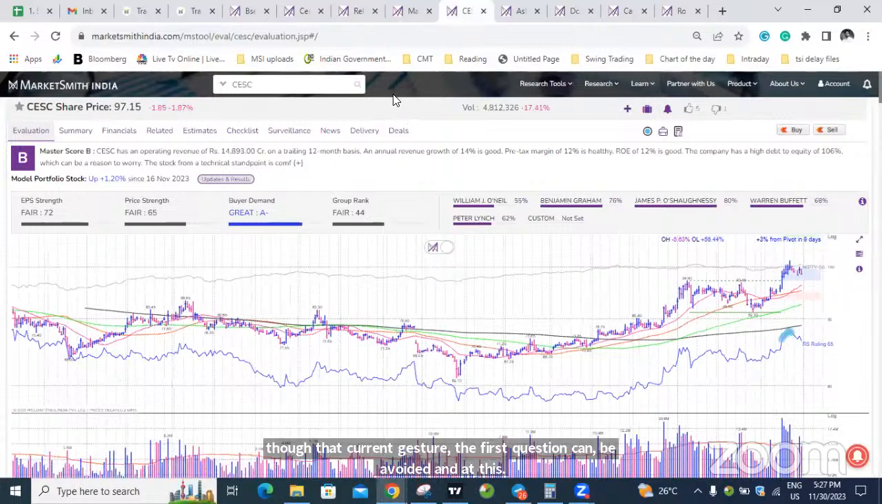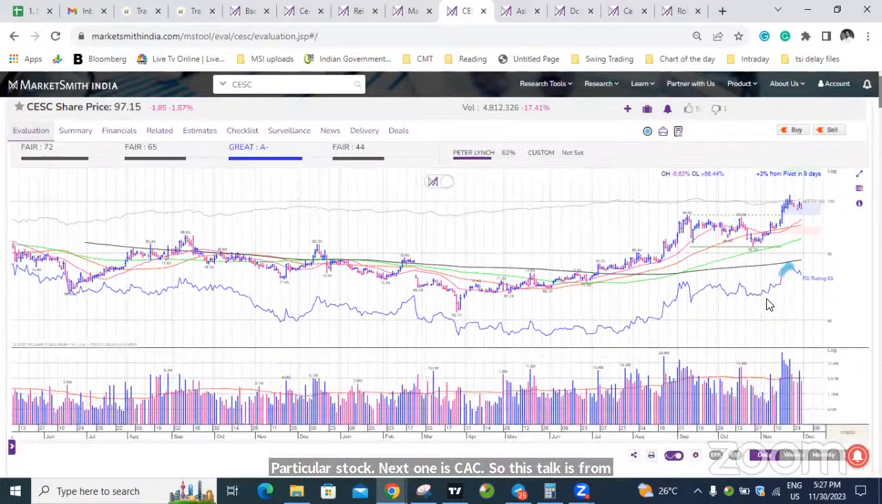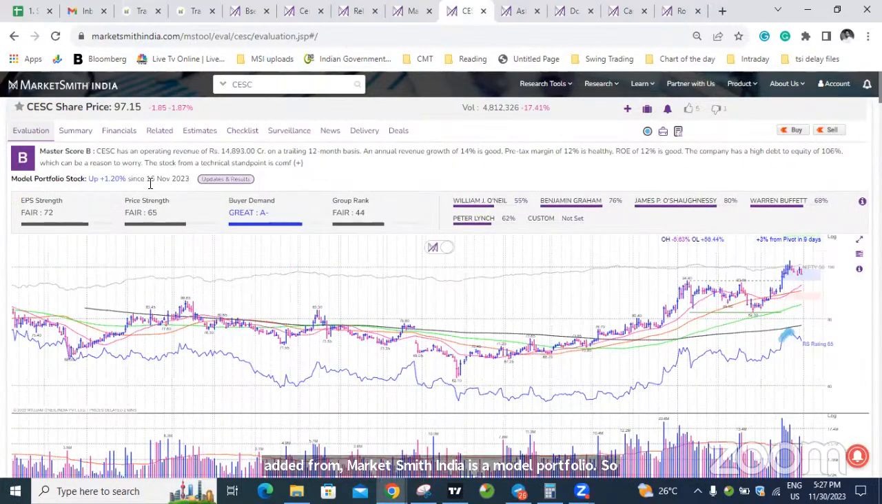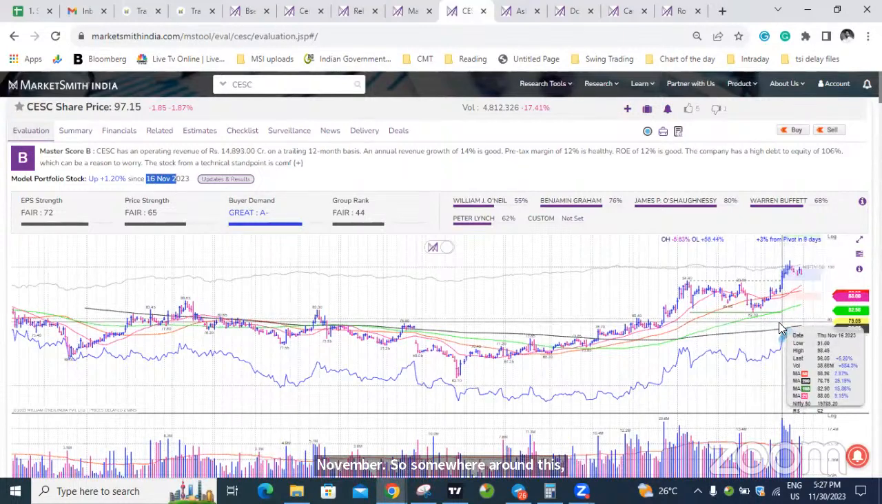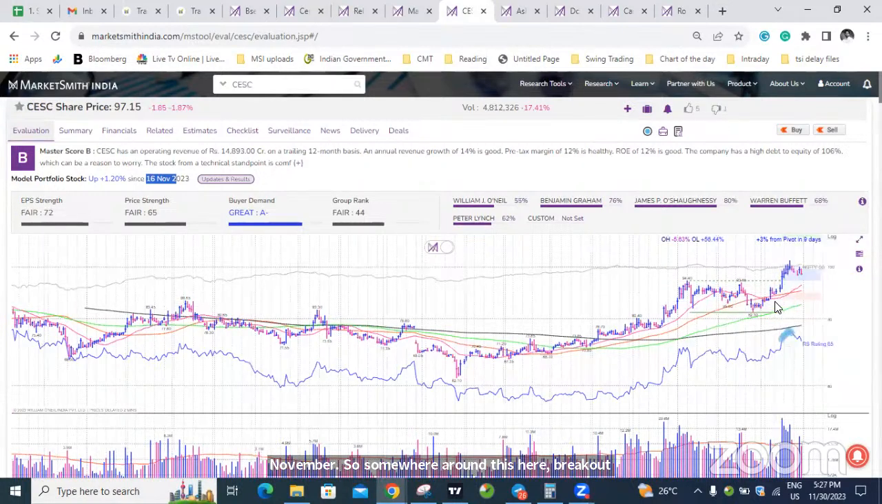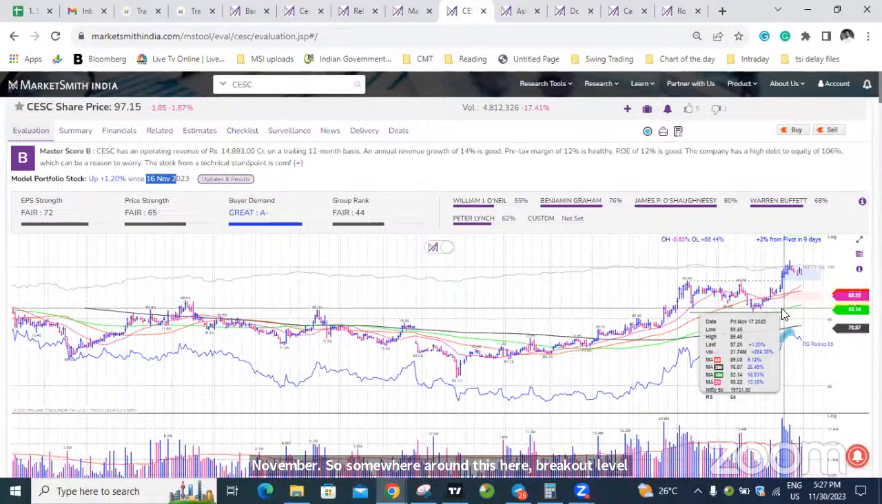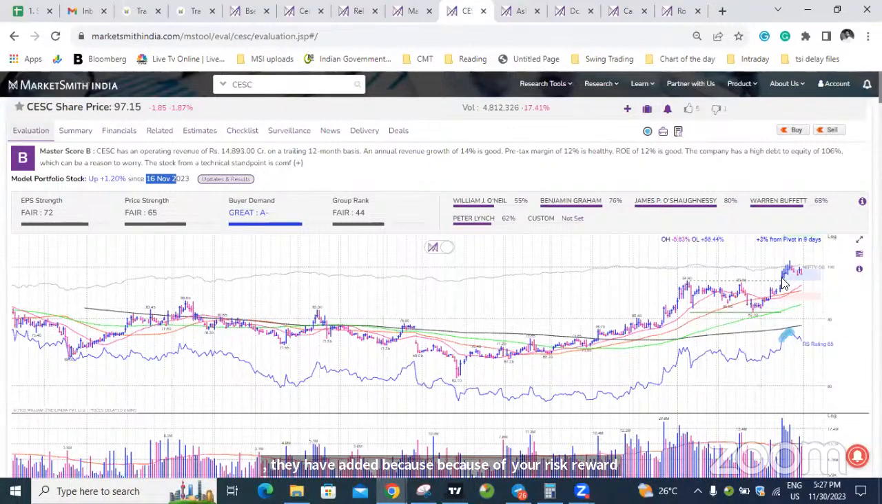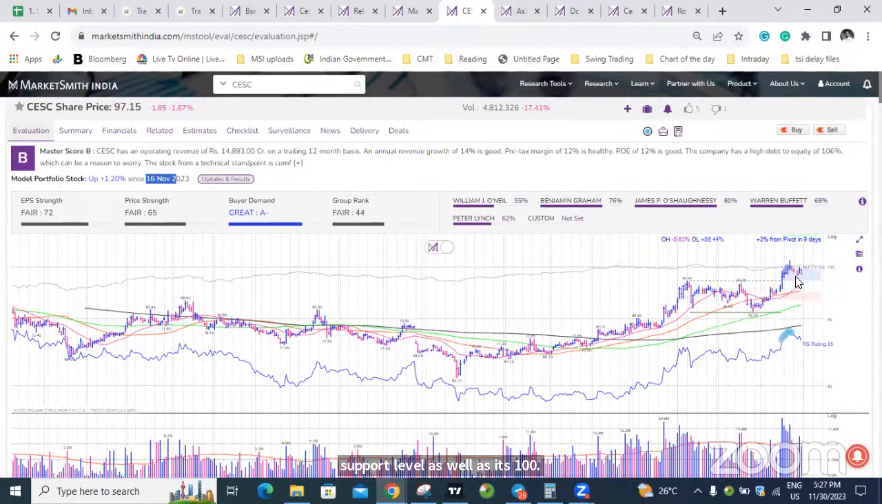Next one is CESC. So this stock was added from MarketSmith India as a model portfolio. If you see here, they added it on the 16th of November, somewhere around this breakout level, because of the favorable risk reward ratio. The 50 DMA can be taken as a crucial support level, as well as its 100 DMA. So once it holds above that level, the trend will continue.